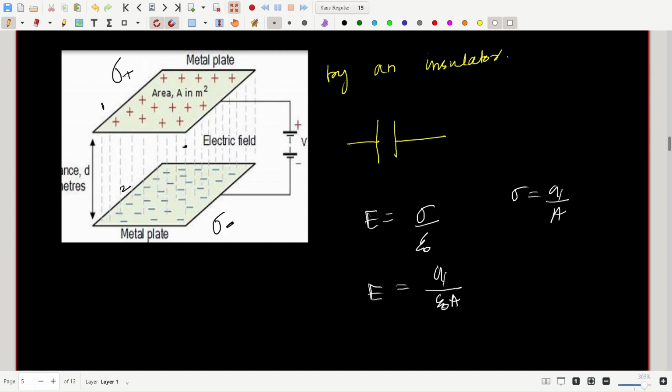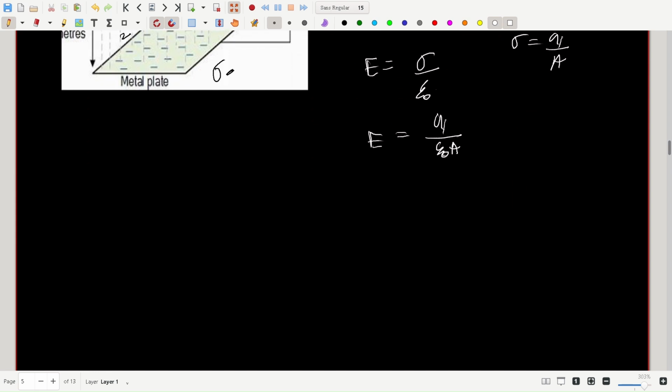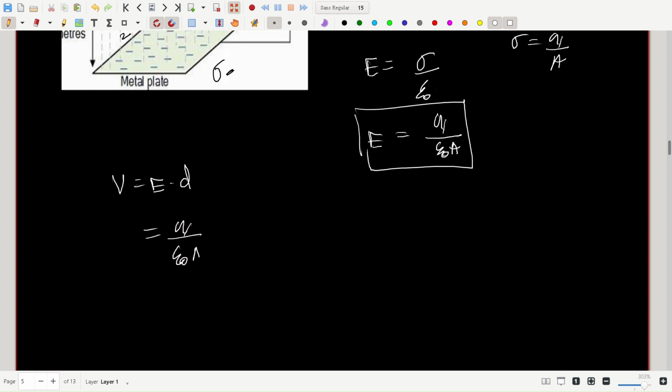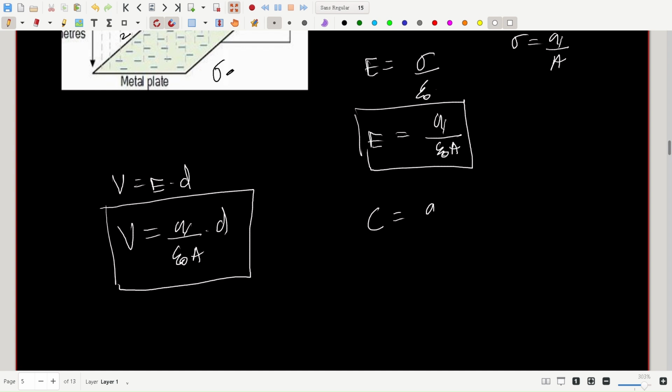Now assume that these plates are separated by a distance d, so that we have the relation between electric field and electrostatic potential, V is equal to E dot d. Now substitute the value of E from this equation: Q by epsilon 0 A dot d. This is the equation for electrostatic potential at the center of two charged plates.